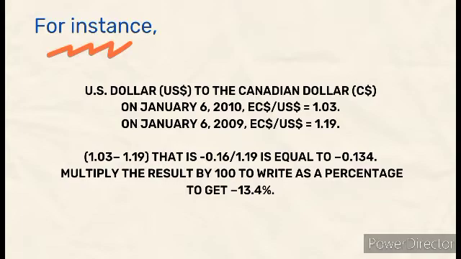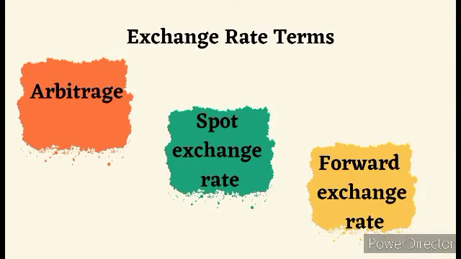Therefore, we have calculated the change in the value of the US dollar in terms of the Canadian dollar. And since the percentage change is negative, this means that the dollar has depreciated by 13.4% with respect to the Canadian dollar during the previous year. However, there are still other exchange rate terms, which are the following. We have the arbitrage, the spot exchange rate, and the forward exchange rate.